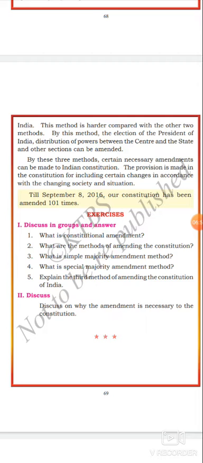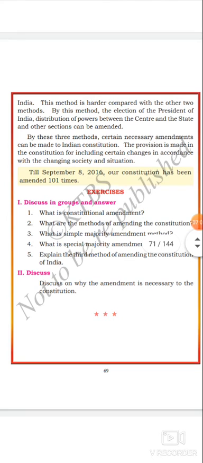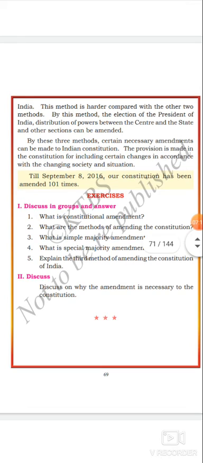Okay, dear students, let us now take homework. The homework is to discuss in groups and answer. They give 5 questions. First one is, what is constitutional amendment? Second one is, what are the methods of amending the Constitution? Third one, what is simple majority amendment method? Fourth one, what is special majority amendment method? Last question, explain the third method of amending the Constitution of India. These 5 questions are homework for you. Write neatly in your homework book and send it in the group.